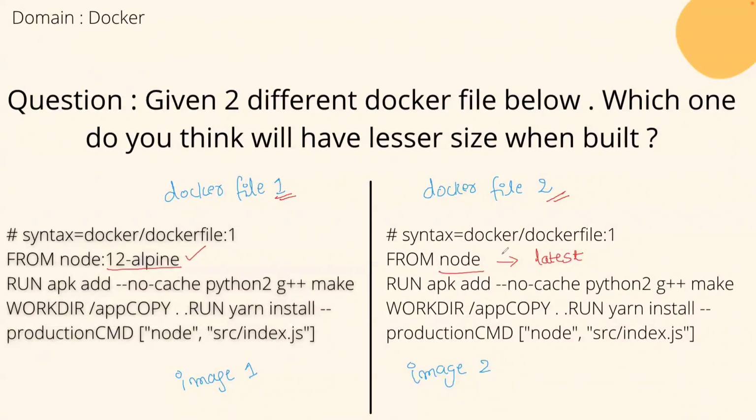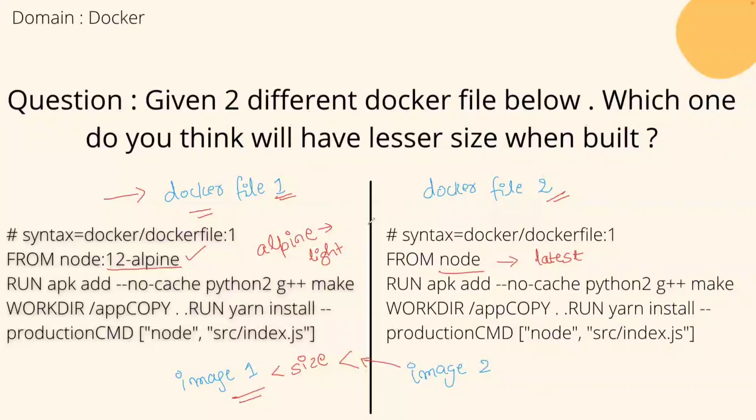So which image will be lighter when it is built? The correct answer here is Dockerfile 1. That is, image 1 will have lesser size compared to image 2. This is how you can compare the images. Why is it? Because Alpine images, as the name suggests, are what we call lightweight images or operating systems. They are very light. They only have packages that are required for functioning of this application, and hence that is all one should use.